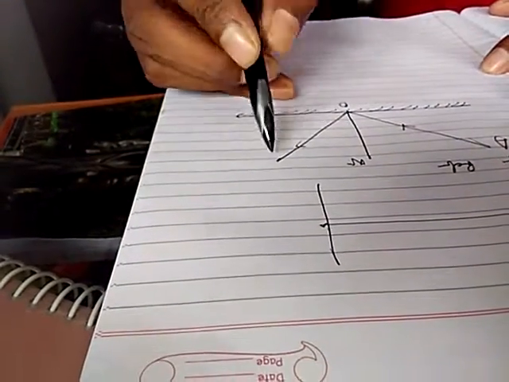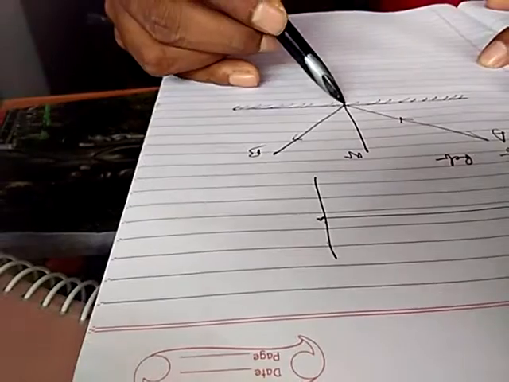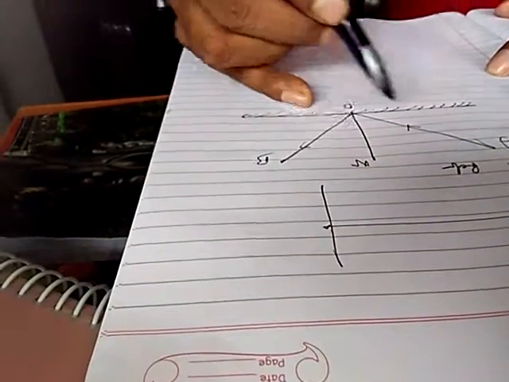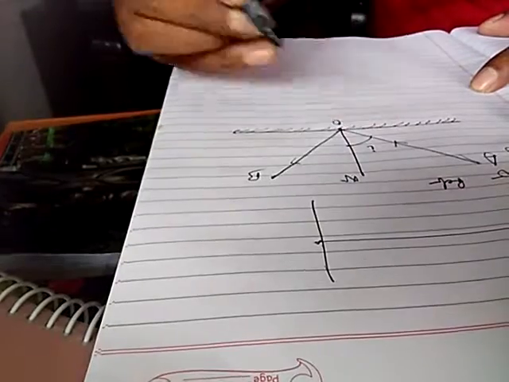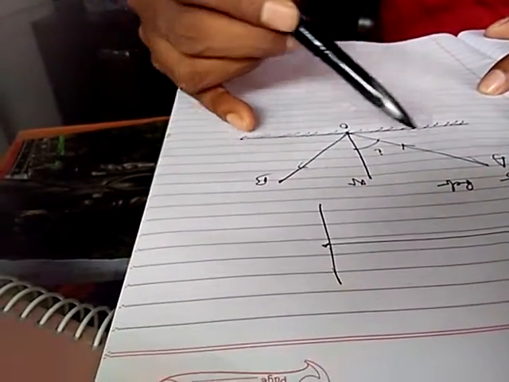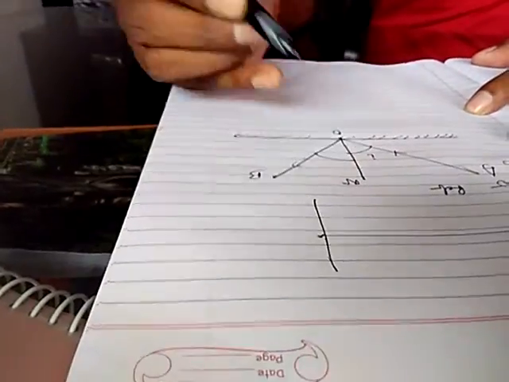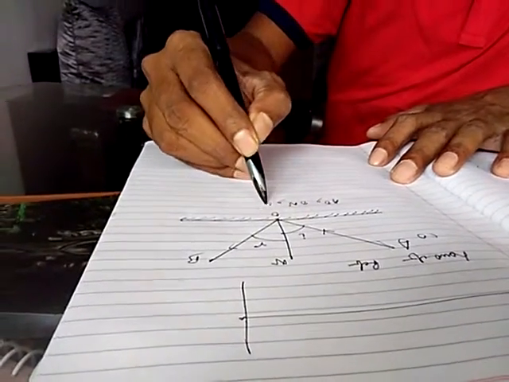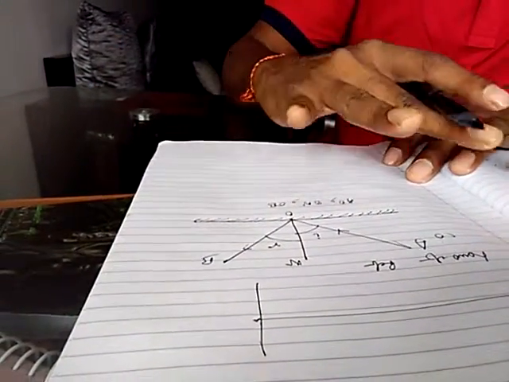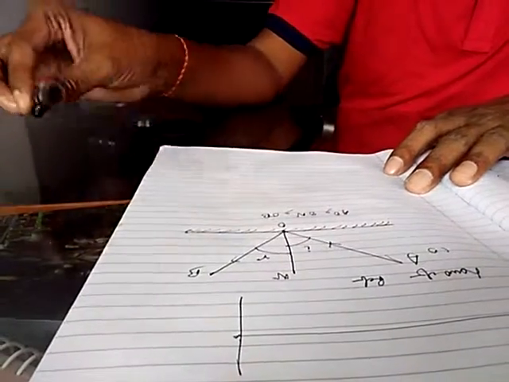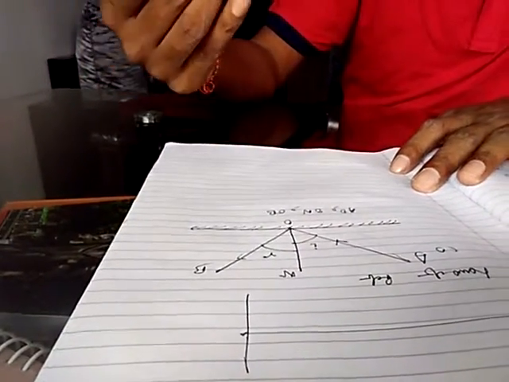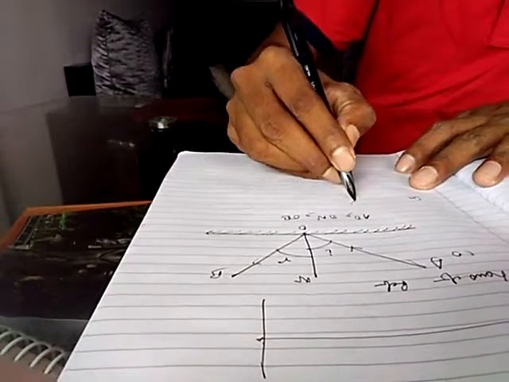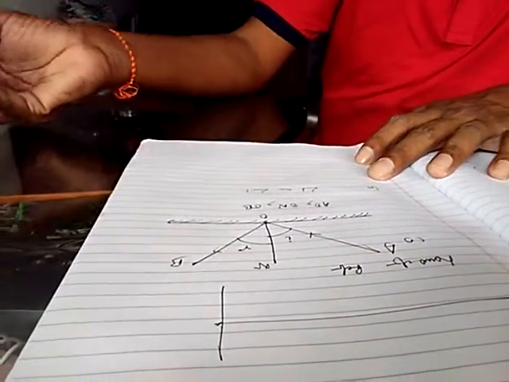Here AO is the incident ray, OB is the reflected ray, and ON is the normal at the point of incidence. i is the angle of incidence, the angle between the incident ray and the normal. The angle of reflection is the angle between the normal and the reflected ray. So the law of reflection says that AO the incident ray, ON the normal, and OB the reflected ray all lie in the same plane. You can see these are properly placed on the paper, so they are in the same plane. The second law is that the angle of incidence is always equal to the angle of reflection.